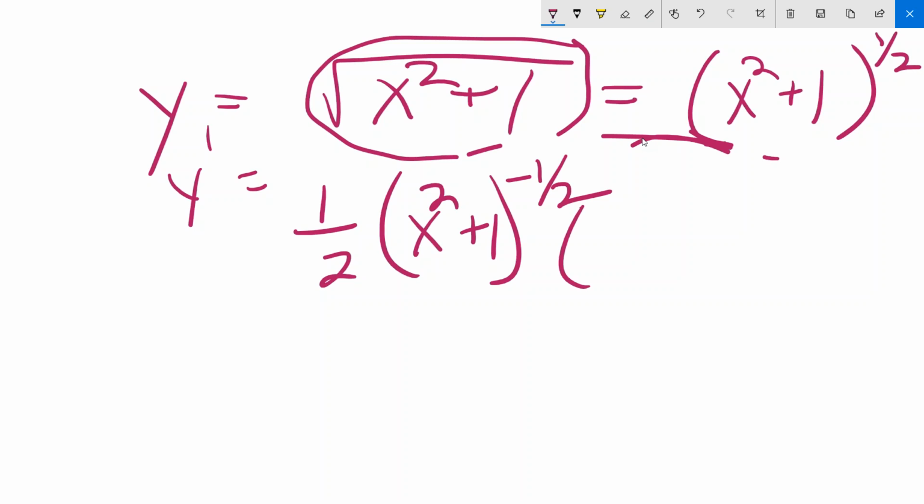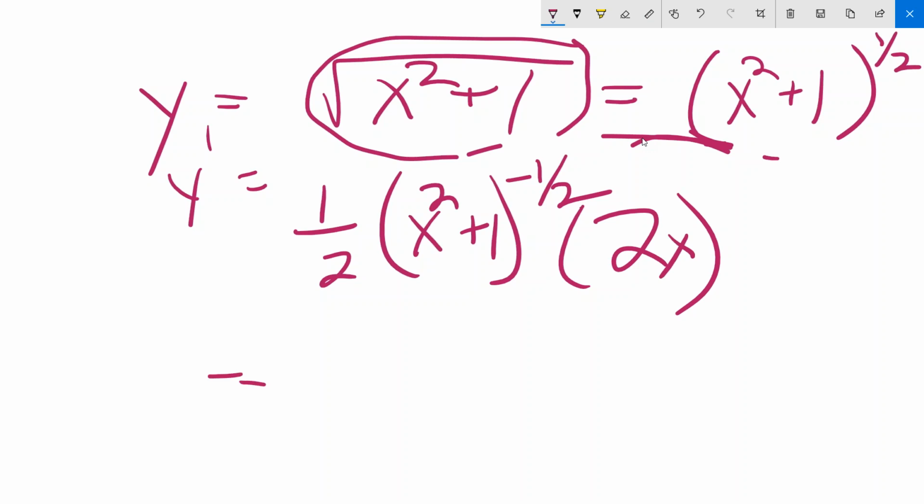Times, not plus. Remember, it's the derivative of the outside times the derivative of the inside. All right, so that is 2x. Yeah, 2x. And that's the answer.